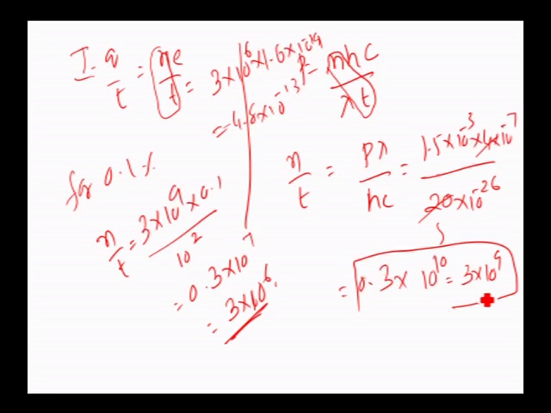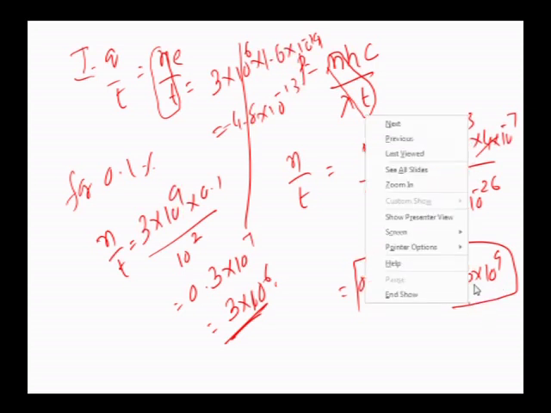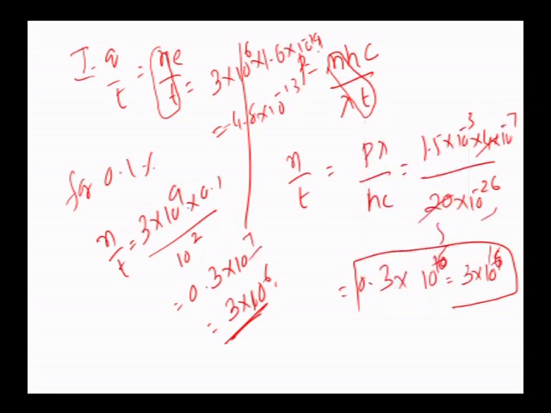It is 3 into 10 power... 0.1% means 0.1. Yes, actually this is 3 into 10 power. Look here, the power is wrong. It is minus 26 plus 10, that is 16, correct. So 0.3 into 10 power 16 is equal to 3 into 10 to the power of 15. So something was slightly wrong here.